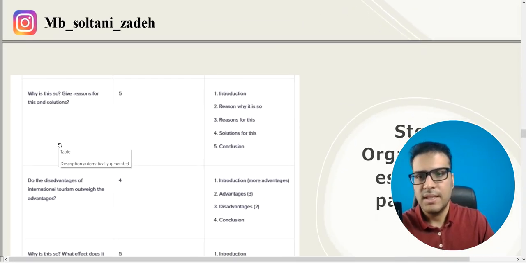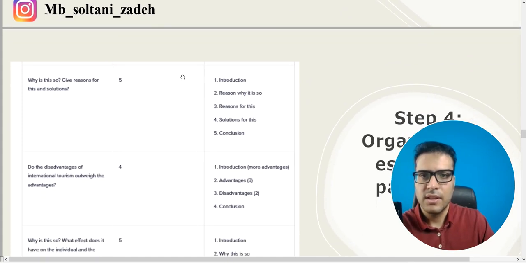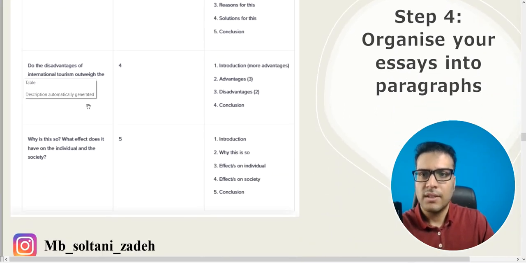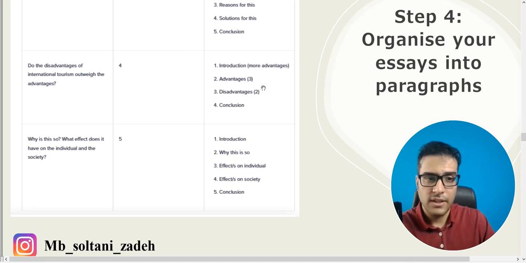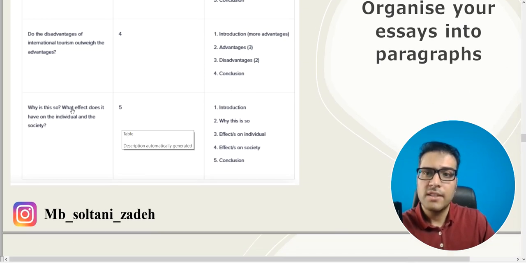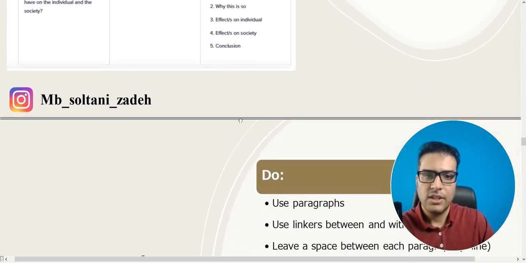Why this is so, give reasons and solutions: introduction, reasons why, reasons for this, solutions for this, and conclusion. Do the advantages outweigh the disadvantages? Introduction; if we want to say that we have more advantages, we can write 3 advantages in the first body, and in the second body we can write 2 disadvantages. And finally we have the conclusion. Why is this so? What effect does it have on the individual and the society? Introduction, why this is so, effects on individual, effects on society, and finally the conclusion.